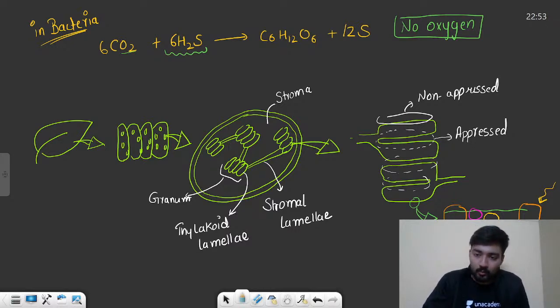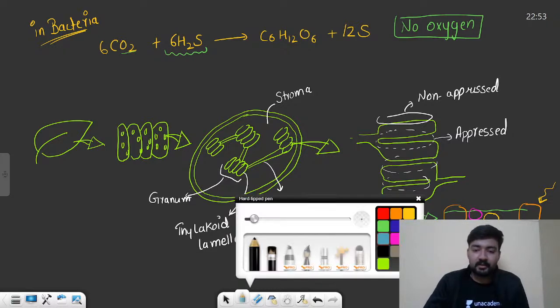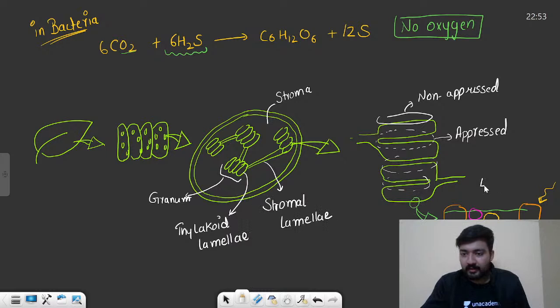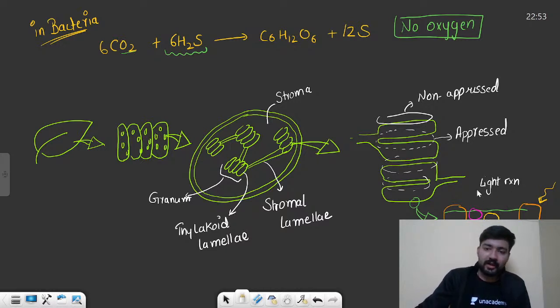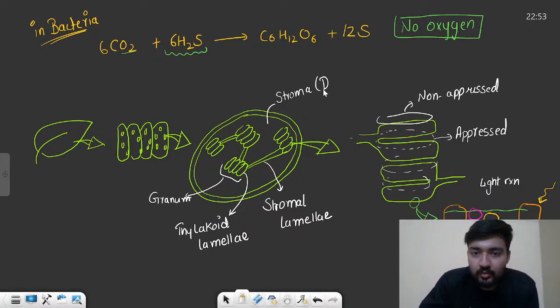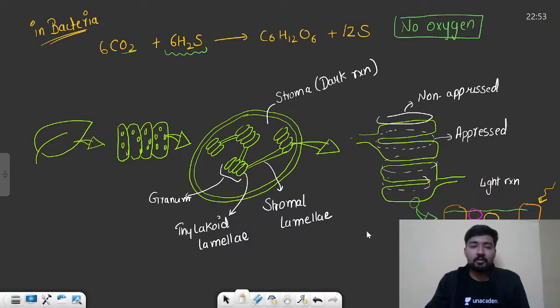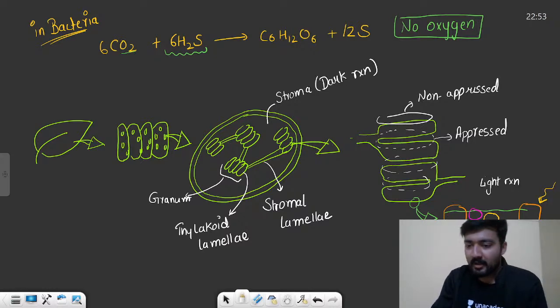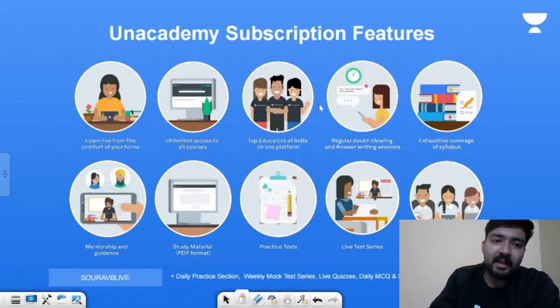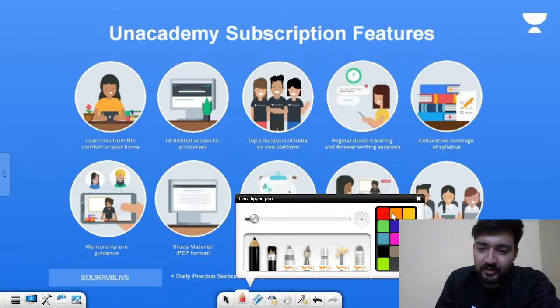How this whole procedure occurs is something we will discuss in the light reaction. Again, photosynthesis is divided into two parts. One is the light reaction, another is the dark reaction. The light reaction occurs in the membrane of the thylakoid, and the dark reaction occurs in the stroma. So in the stroma we'll talk about the dark reaction, right? So this is how photosynthesis works. I have given you enough idea related to photosynthesis, and further details about it will be discussed in the next class.